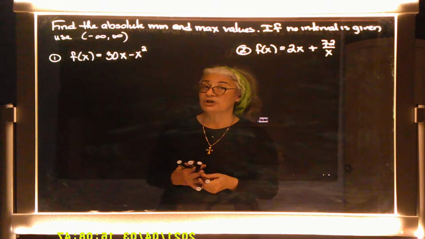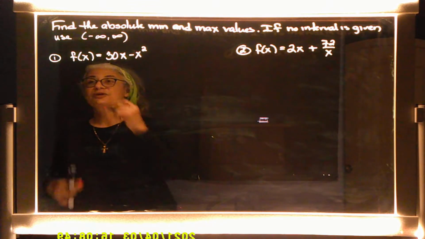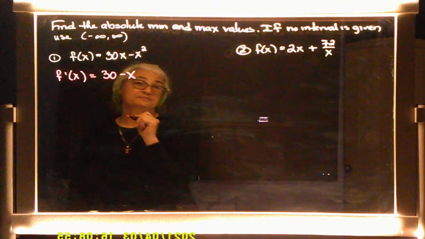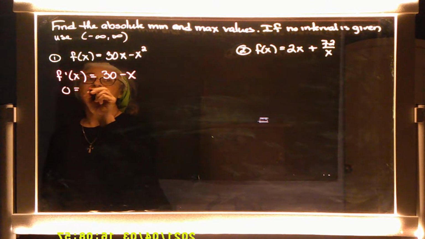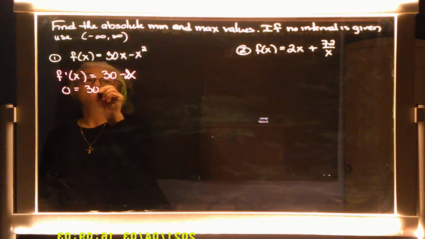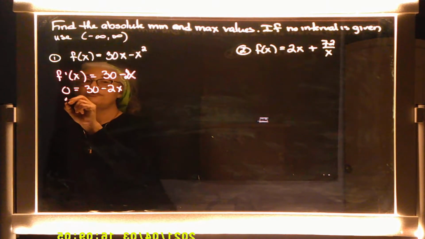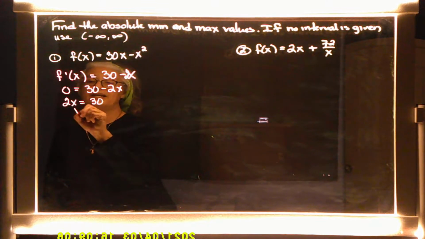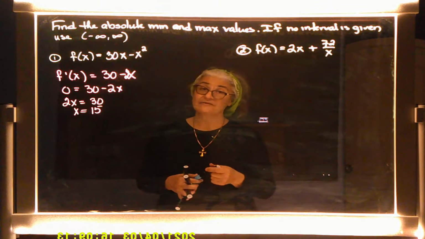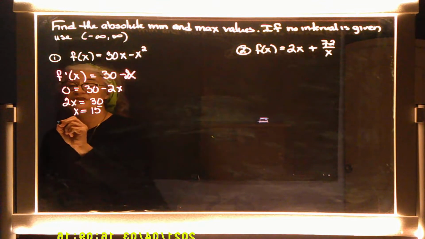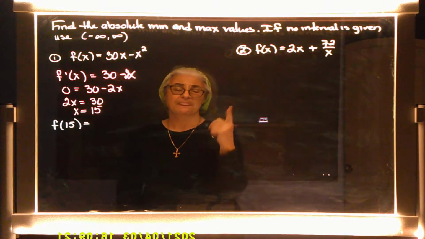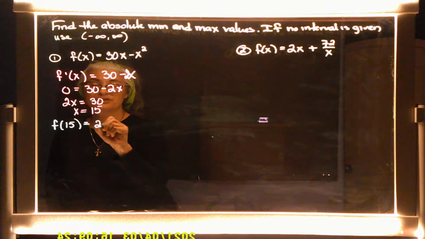Okay, so to find the critical value, that's right, take the first derivative. So what is that, 30 minus x? Set it equal to 0. Whoops, that's a 2x, I'm so sorry. 30 minus 2x. Set it equal to 0. Solve for x, and we get x is equal to 15, correct? Good. I still have to find the y value. That doesn't change. So f of 15, you plug it in, what'd you get? I got 225.